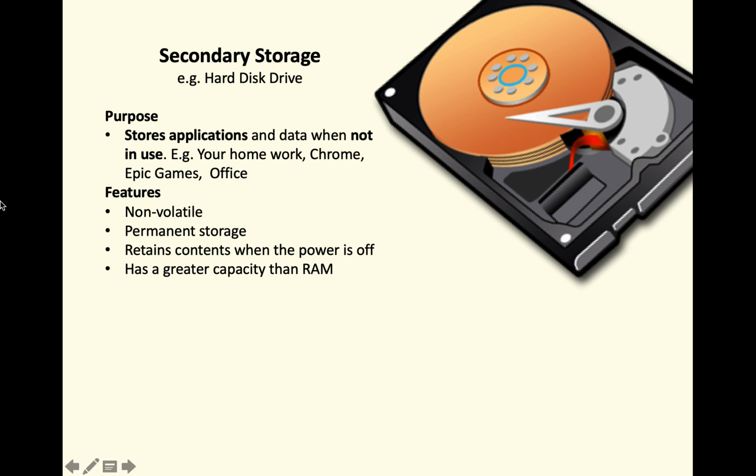Now, some features of secondary storage is that it is non-volatile. It is permanent, and it retains the contents when the power is off. So permanent storage retains contents when the power is off. Those 2 points are the same as saying non-volatile. So if you really, really want to show the examiner that you know exactly what you're talking about, you're going to say secondary storage is non-volatile. It is permanent storage, which means it retains the contents when the power is off. The purpose of secondary storage is to store applications and data when they are not in use. And it's also worth noting that it has a greater capacity than RAM. So it can store more than RAM.